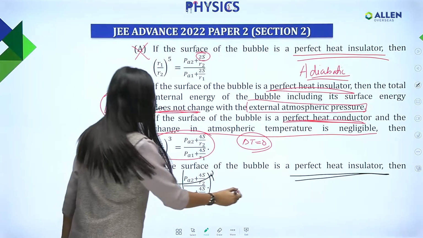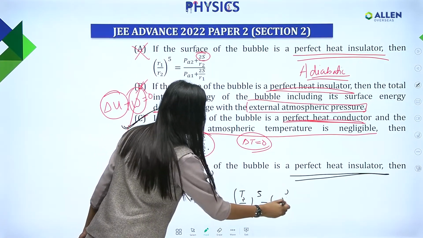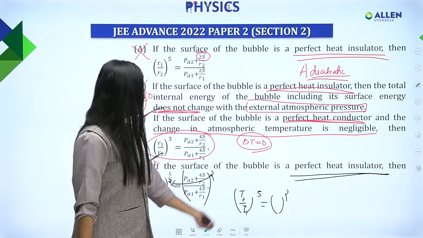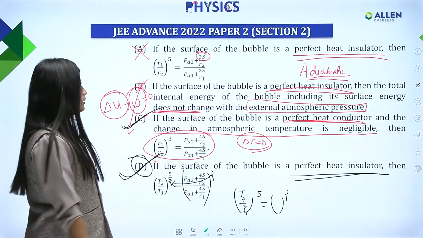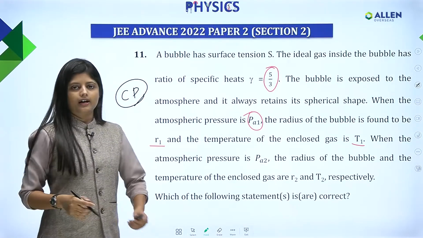In that situation, we were getting T2 by T1 raised to the power 5 is equal to this whole square. So it means T2 by T1 raised to the power 5 by 2 equal to this. So option D is also correct. So answer for this question will be CD. I hope this is clear.